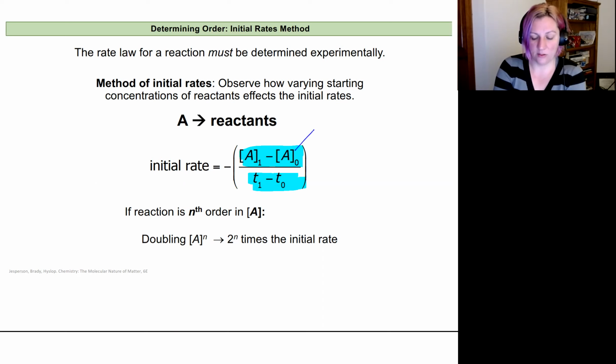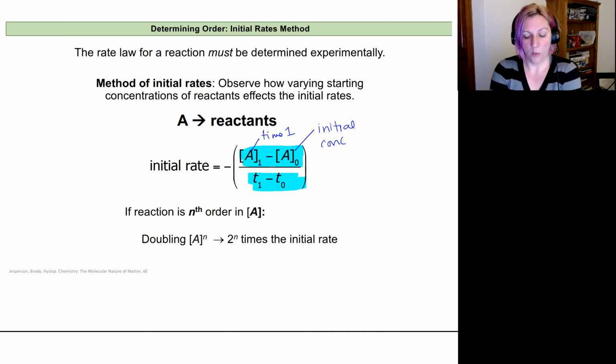So this A with the zero at the end, this is our initial concentration. And this is at time one. And we're using this negative here because we're looking at reactants.